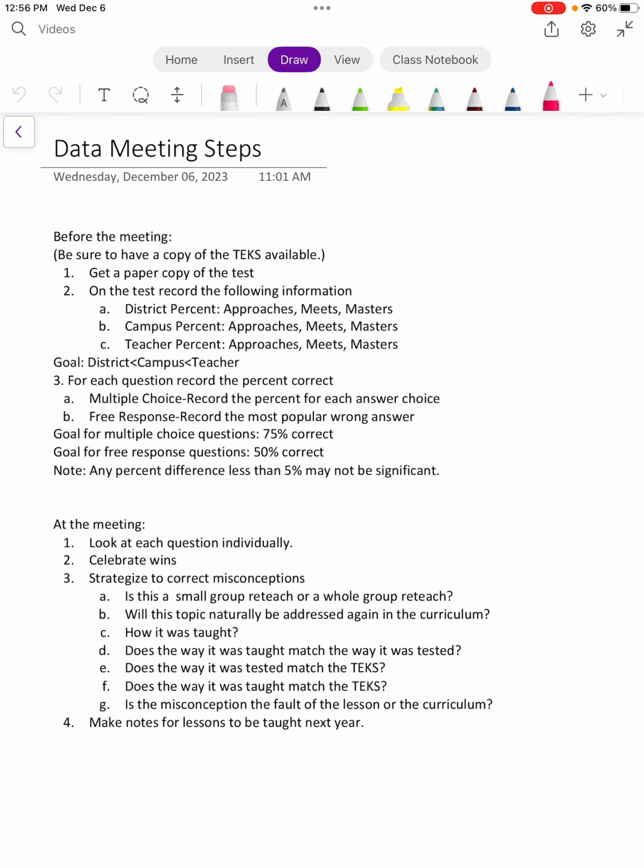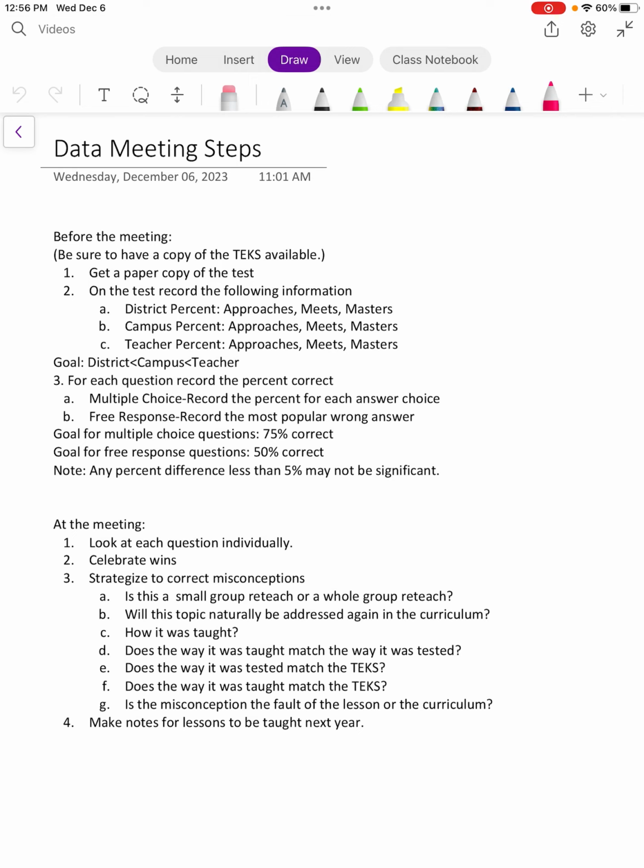Here is an overview that I typed up. You can take a screenshot of this if you need a step-by-step plan. There are things that I do before the meeting. Before the meeting, I make sure I have a copy of the TEKS or whatever standards you happen to be using. I print a copy of the test. Usually our tests are on the computer, so I do have to print it.